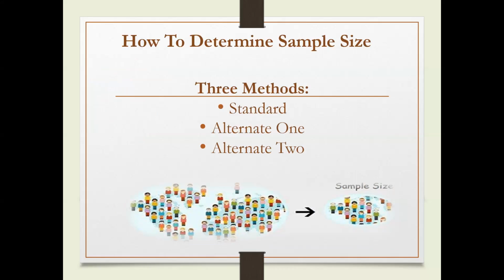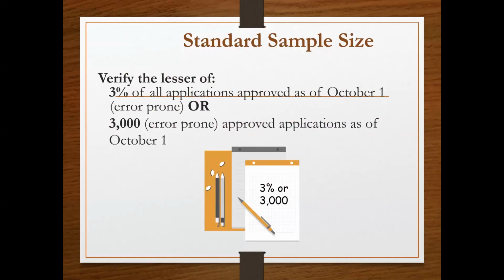So remember we were talking about sample size, sample pool, 3%. So this is how we're going to work this information in. There are 3 methods when you're doing verification. You have the standard method, you have alternate 1, and you have alternate 2. For the standard verification method, you're looking at the lesser of 3% of all applications approved as of October 1st. And for standard, you're looking at those error-prone applications.